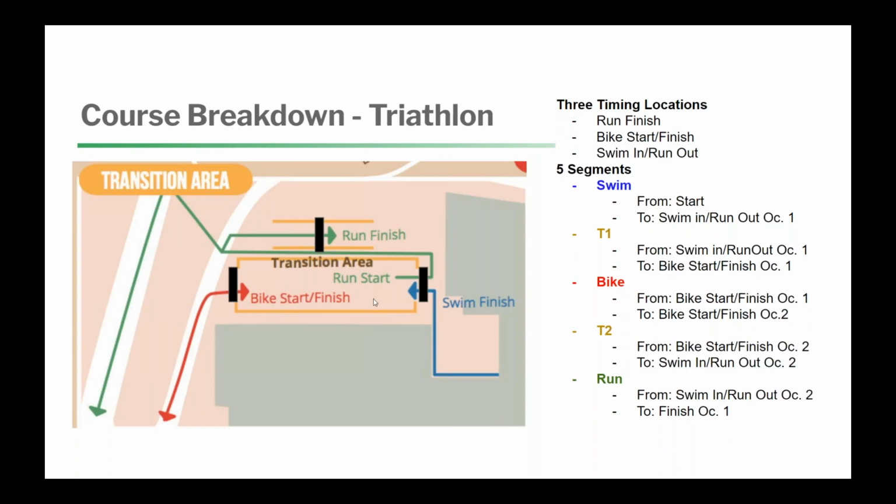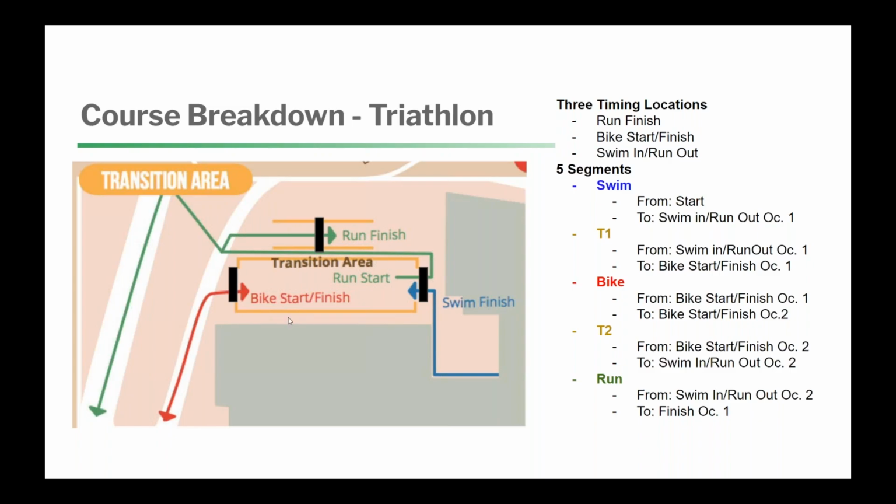So just something to consider when you're setting up for your triathlon. And then the bike. The bike here is from bike start to bike finish, occurrence 1 to occurrence 2. So when they hit it first, their bike time starts, and when they come back and hit it a second time, their bike time finishes.